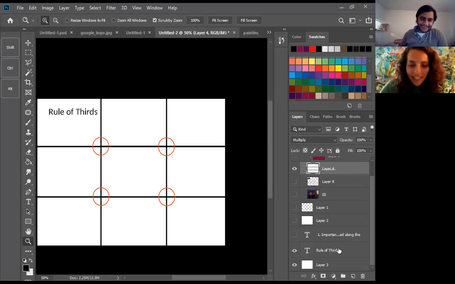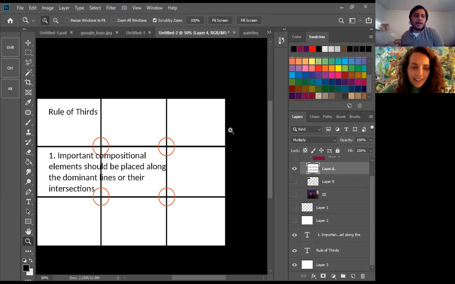I'm so sorry. But no, I remember that the rule of thirds is about dividing the composition up into thirds. Is that correct? Yes. Its important compositional elements should be placed along the dominant lines or their intersections, which are usually these lines which are put into thirds, right? So you've done some work with rules of thirds from the last few classes.